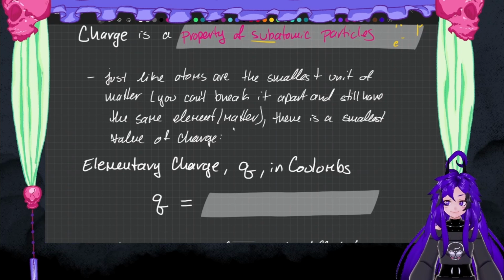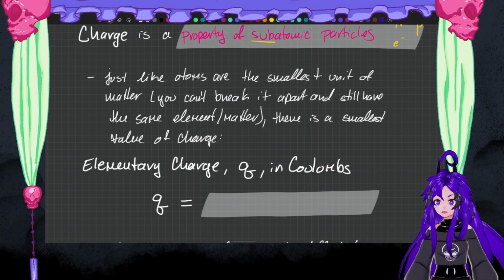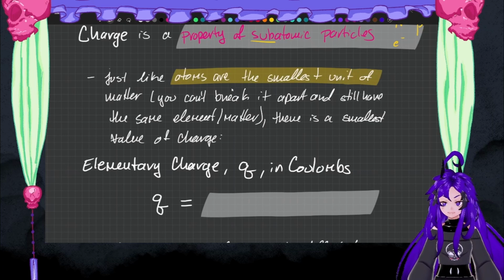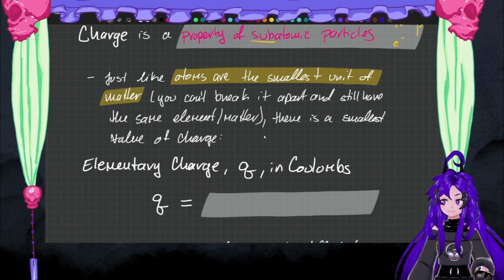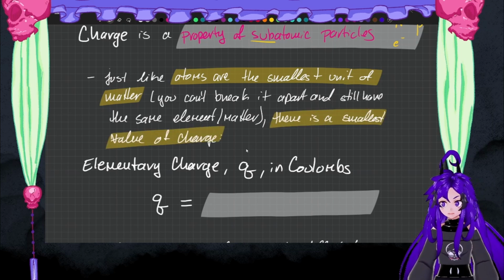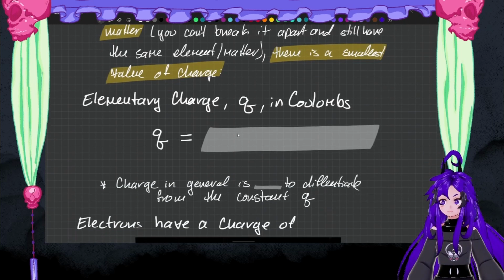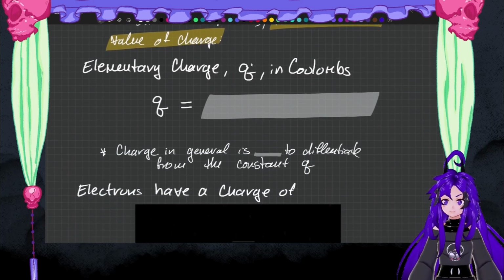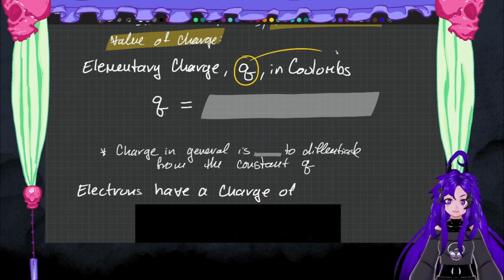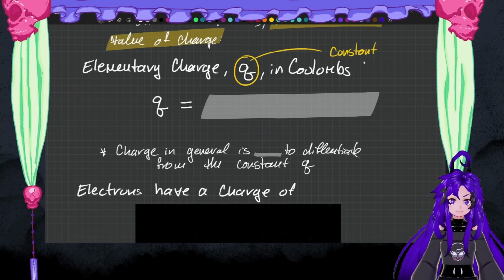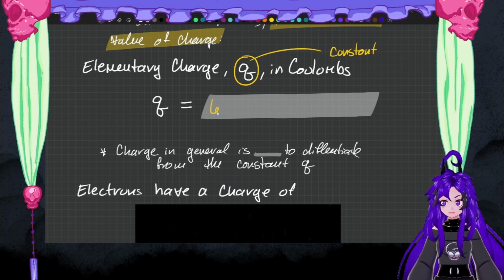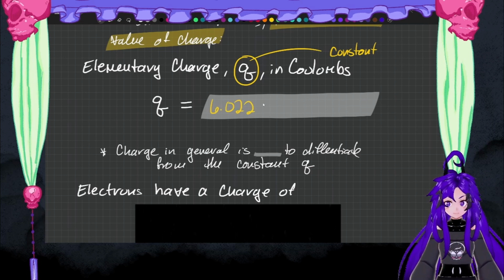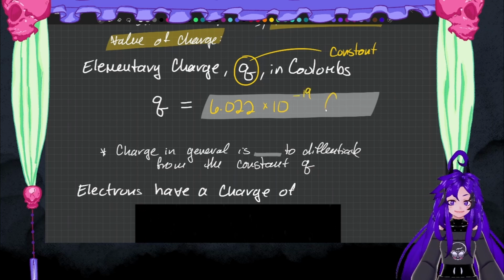Just like how atoms are the smallest unit of matter, and it's still being matter, right? There's a smallest unit of charge, and we call that the elementary charge. And we label it Q. This is a constant. And this constant is measured in coulombs. The value of this constant is 6.022 times 10 to the negative 19 in coulombs.